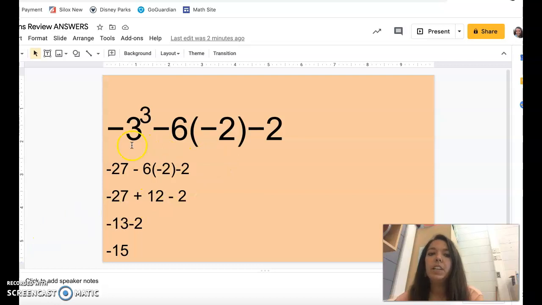The next one, notice that there's not a parenthesis around that negative, so the 3 is just 3 times 3 times 3 with the negative attached to it. So that is a negative 27.